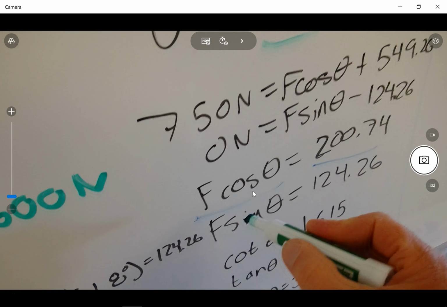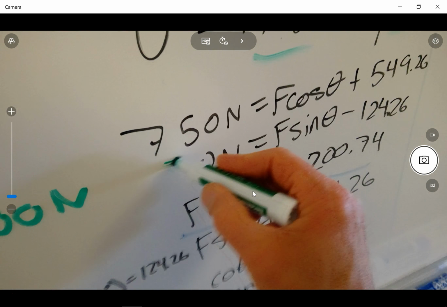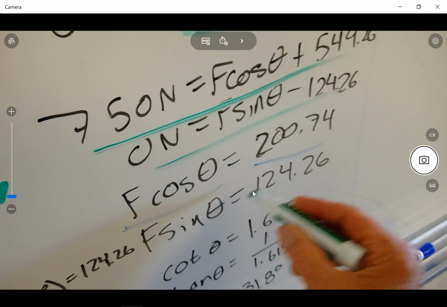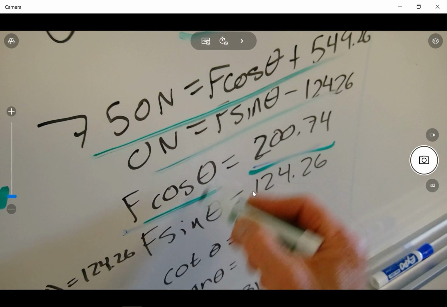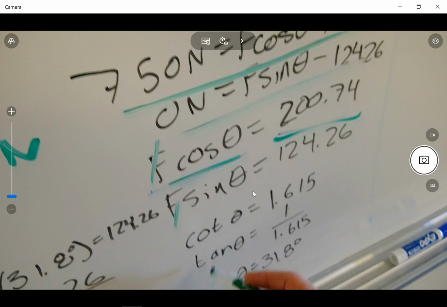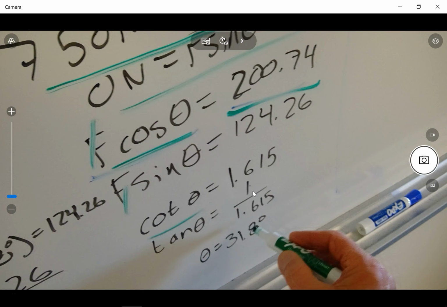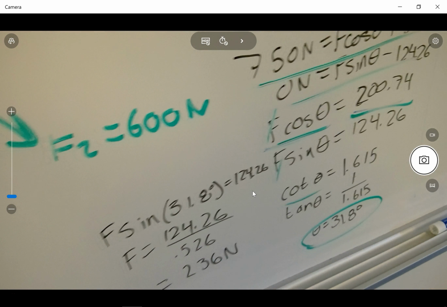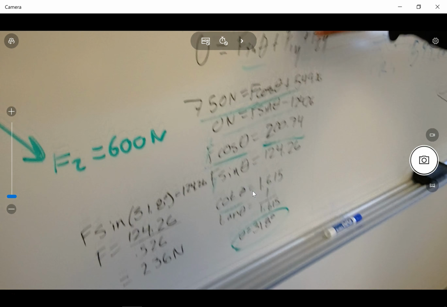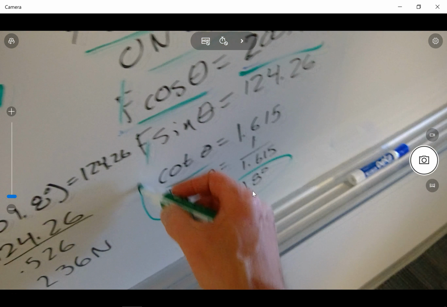It's a little tricky, but you solve this one for f cosine theta, this one for f sine theta, and then you can divide those two, and the f's cancel out, and then you just get the cotangent of theta equals 1.615, or the tangent of theta equals 1 over that, giving you the angle. And then you put this back in right here.